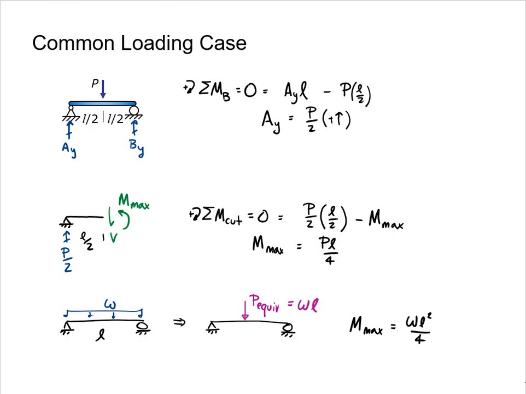Now for the peak shear. It happens at the supports, so V max is P over 2.